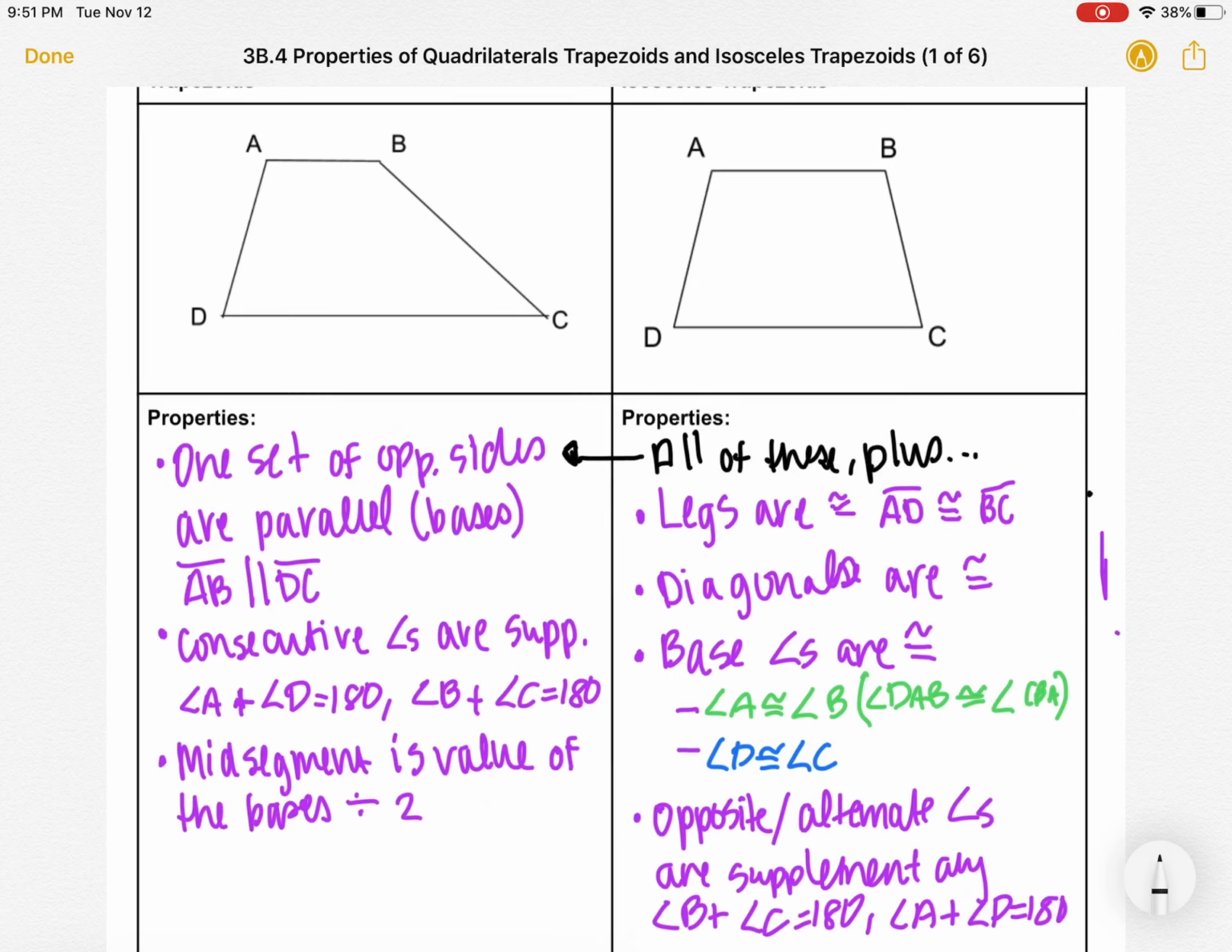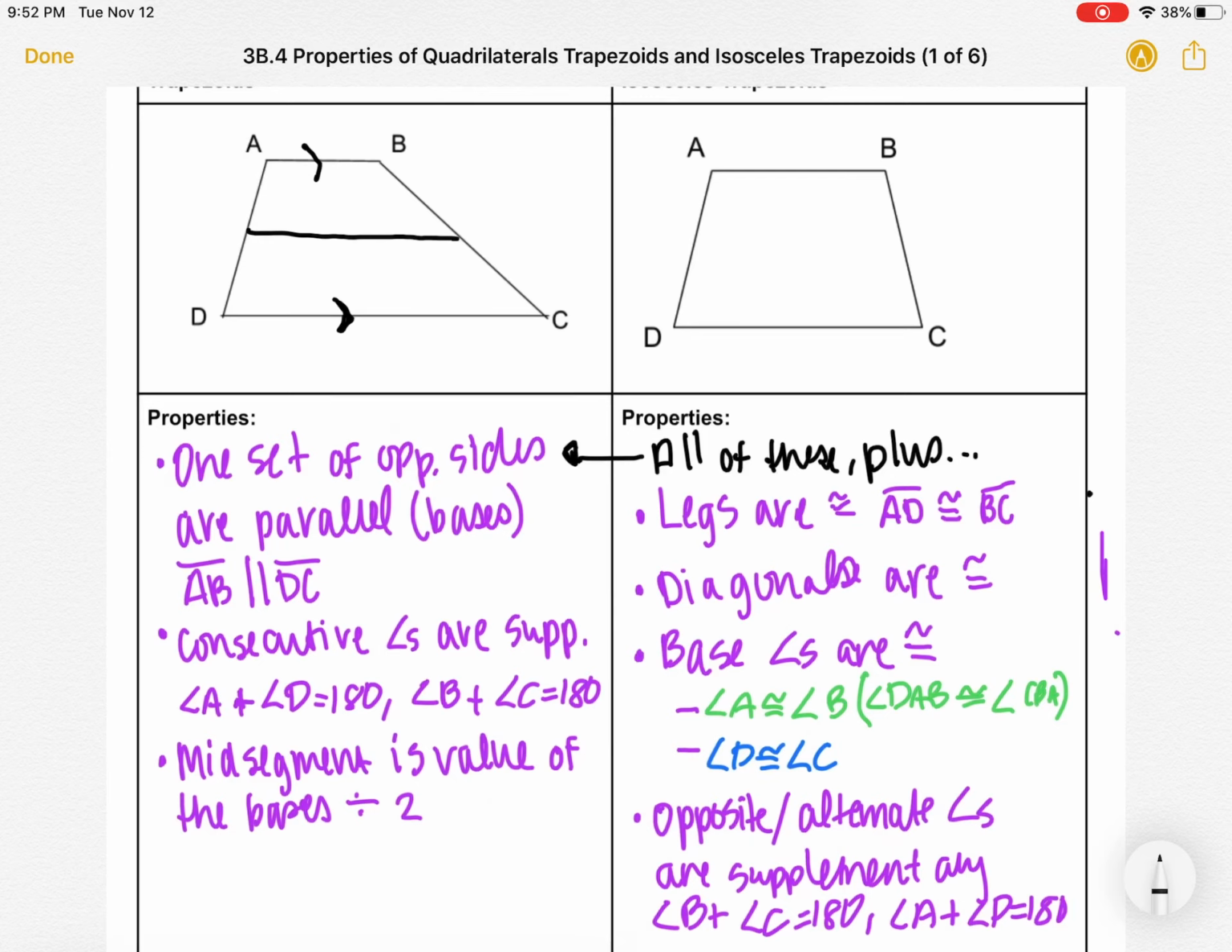To start, we'll go with trapezoids, so one set of opposite sides are parallel, that obviously being this side and this side. Consecutive angles are supplementary, so A plus D equals 180 and B plus C equals 180. Now that does not mean that D and C are the same and A and B are the same, it just means they add up to 180. So the A and B would be different numbers, D and C would be different numbers. So on this one, all four would be different. Then it has the mid segment, which we'll go over later.